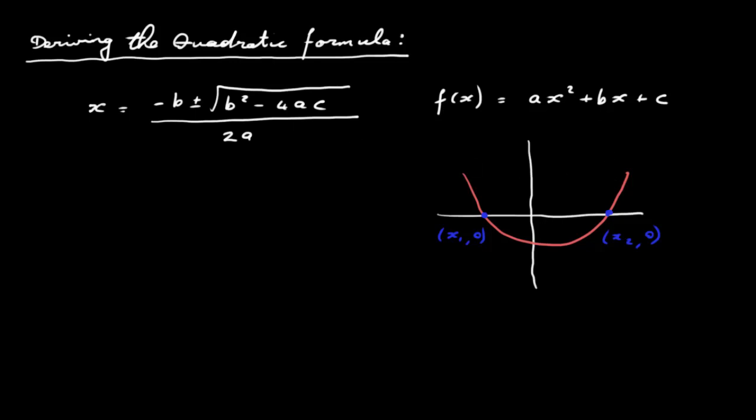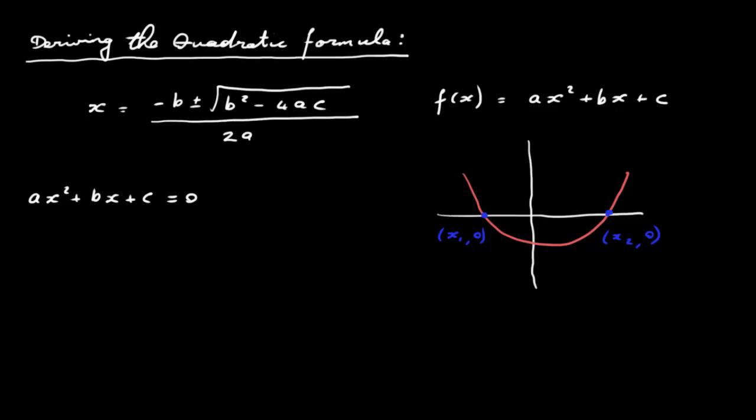So that's where we're going to start. We're going to start with ax squared plus bx plus c equal to 0. We want to find what x is when y is equal to 0. So the rest of this derivation is going to be isolating the x value on the left hand side. We want to get x on its own, everything else on the right hand side. We should end up with this here.